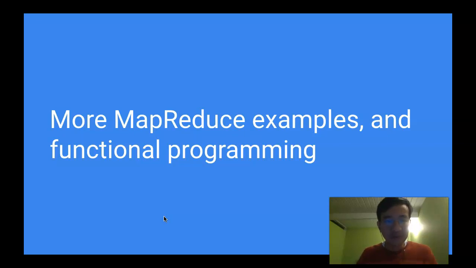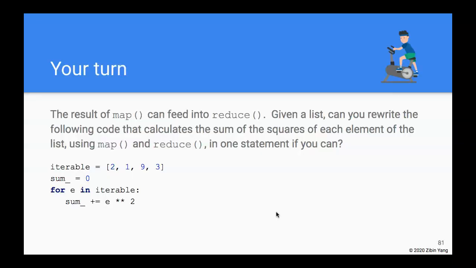Hi, so we'll talk about a couple more examples on MapReduce, and they'll lead us to the idea of functional programming. So here is an exercise for you. We just want to rewrite an example that we saw at the beginning of this video, where we sum up the square of all the elements in a given list. This time, use map and reduce, and potentially in one line if you can manage. So please give that a try.